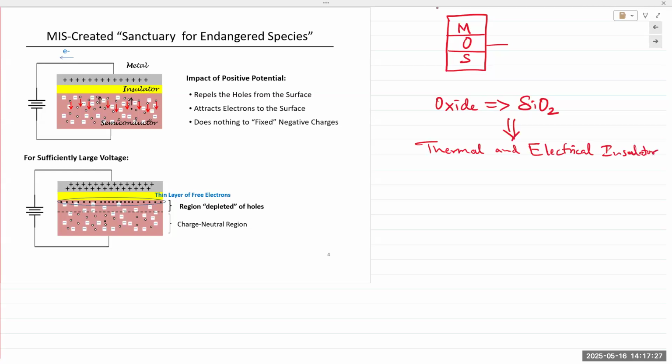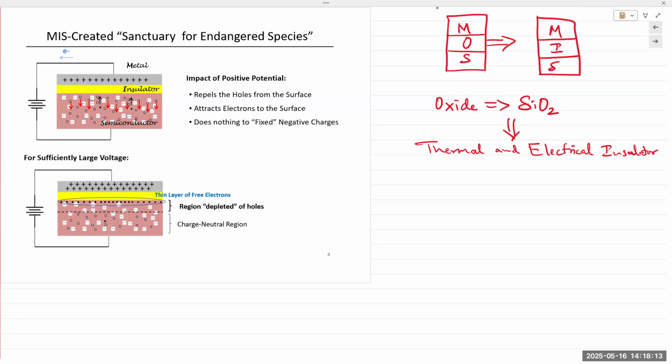Where have you seen silicon dioxide before? Any guesses? You could be touching one right now. Glass. Glass is silicon dioxide. The smartphones, your laptops, displays, everything has a glass screen on top. That is silicon dioxide. So it's an excellent thermal and electrical insulator. Okay. So the sandwich layer actually is some sort of conducting metal, an insulator, and a semiconductor.